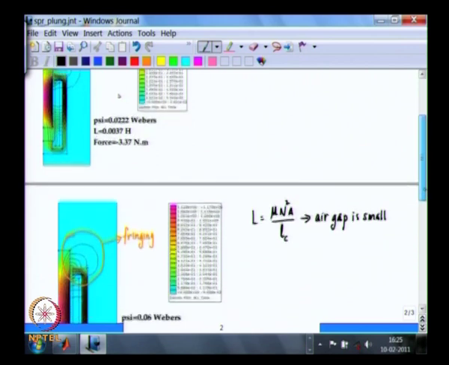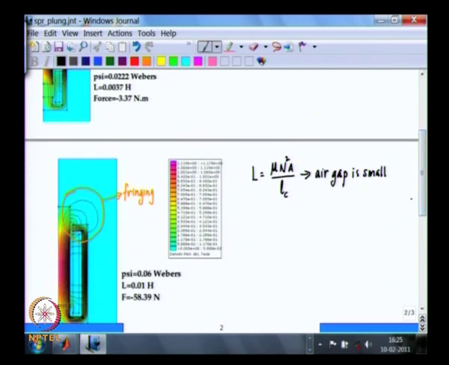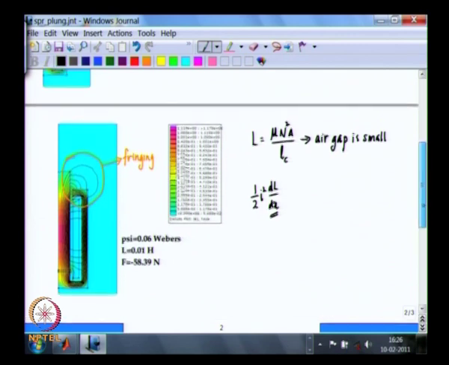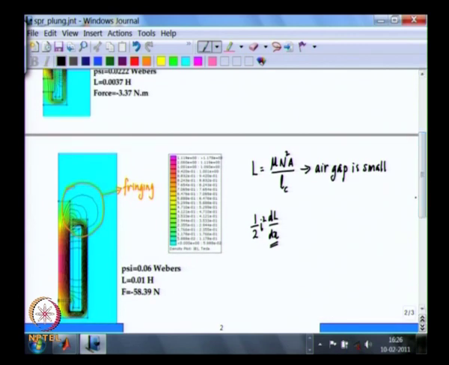So this shows how the force is there, and we have seen from the expressions that the force is given by half I squared into dL by dx. As this bar approaches and the air gap becomes very small, dL by dx also becomes very large, and therefore the force developed is significantly higher than in the earlier case of 3.37 Newton meter.